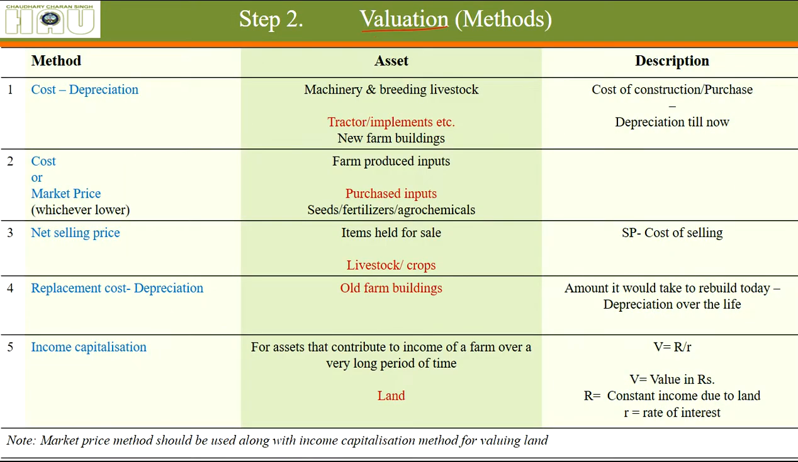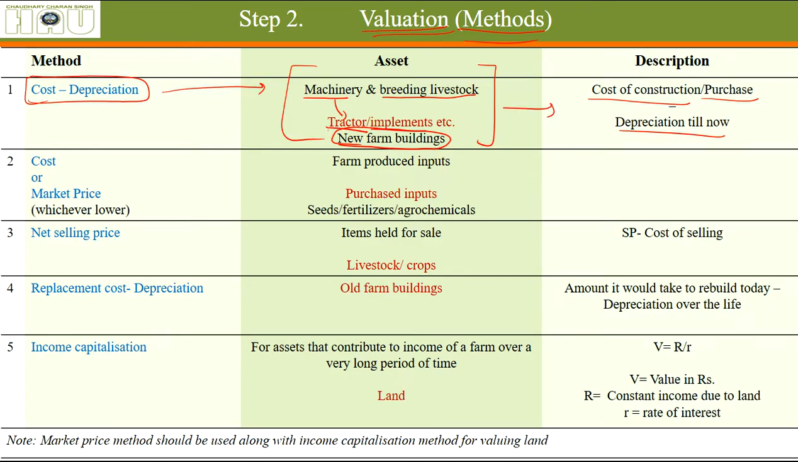Now, how did we value different items mentioned in the inventory list? So this is a method, cost minus depreciation. Cost, that is the cost of construction or cost of purchase, or purchase value, minus the depreciation of that thing till date. This method is used for machinery, breeding livestock. We might have some male buffaloes which we have kept for breeding, and machinery is tractor, different types of implements. Also it is used for new farm buildings. For valuing these assets we need to use this method, cost minus depreciation.